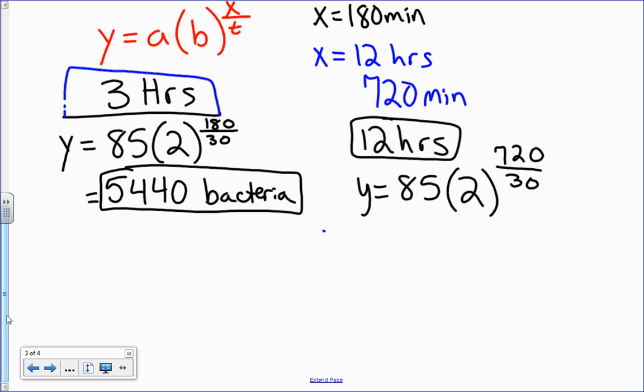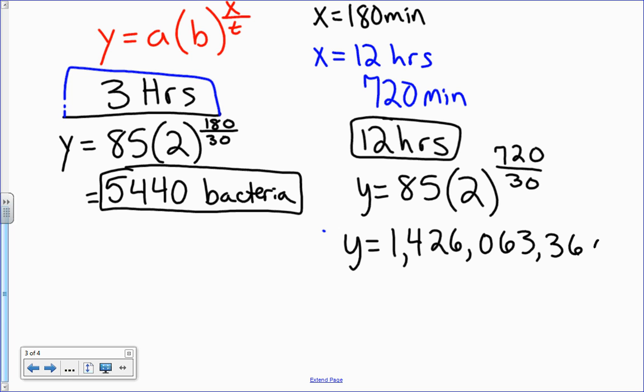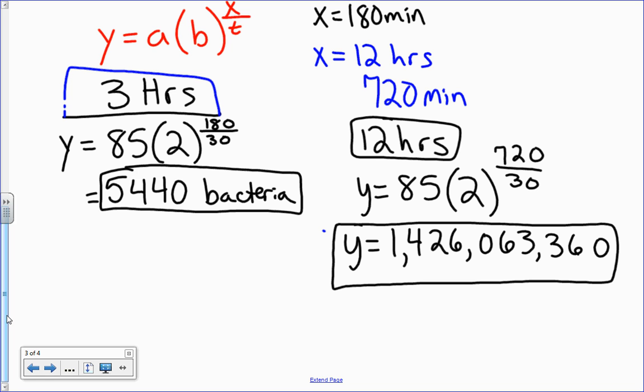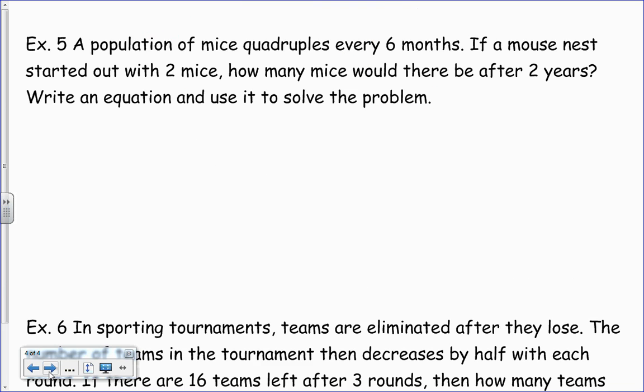And the growth here is very drastic. It's 1,426,063,360 bacteria after 12 hours. So you can see that 9 hours later, there's a drastic increase. That's why these are called exponentials.